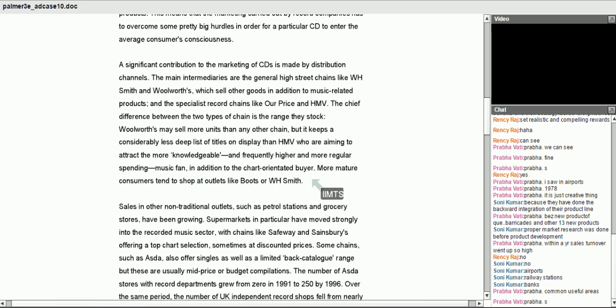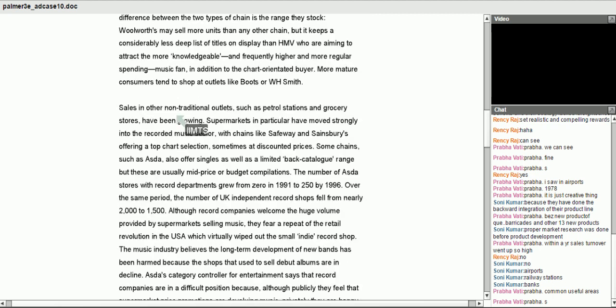In addition to the chart-oriented buyer, more mature consumers tend to shop at outlets like Boots or W.H. Smith. These are some outlets of the UK only. So sales in other non-traditional outlets such as petrol stations and grocery stores have been growing. Yeah, you find CDs over there also.